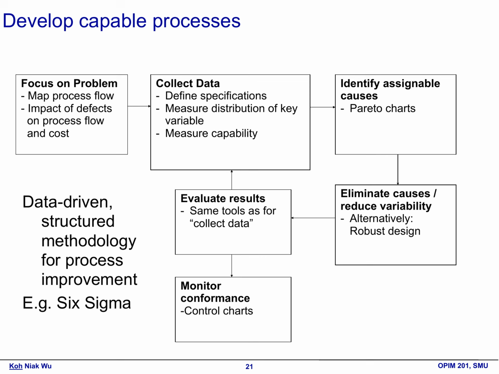With data in hand, the team turns to identifying assignable causes, factors that contribute to process variability. Using a Pareto chart, they visualize which issues are most prevalent. For example, they discover that 70% of defects stem from a specific machine malfunctioning during the machining phase. By isolating this primary cause, they can begin to address it directly, reallocating maintenance resources to ensure the machine operates optimally. Step 4. Eliminate causes or reduce variability.